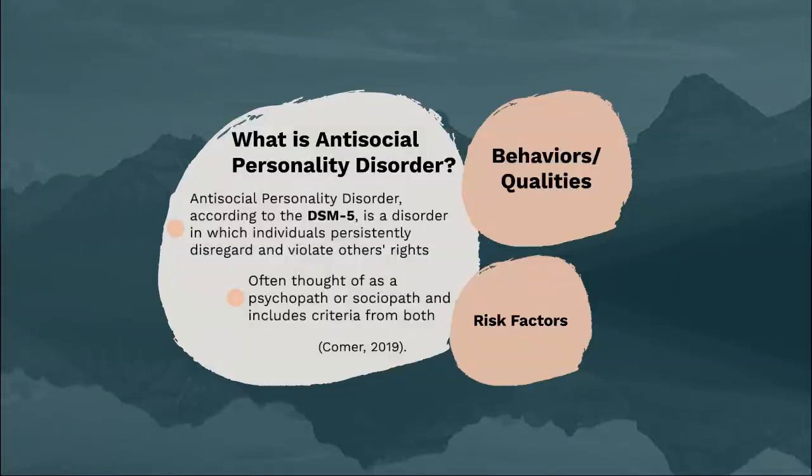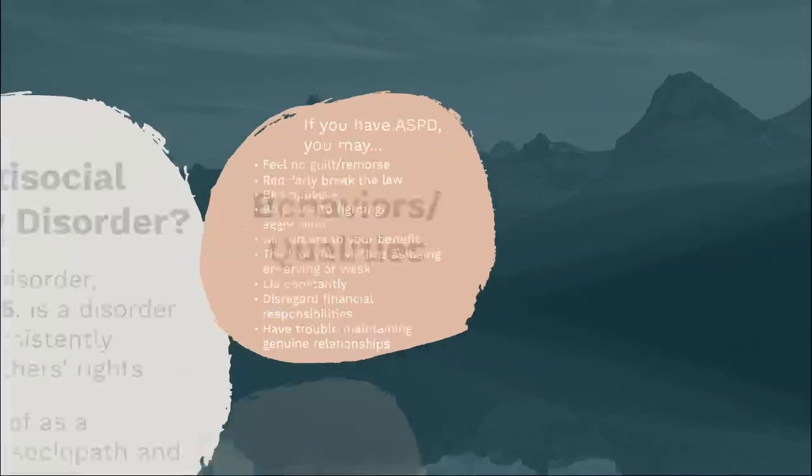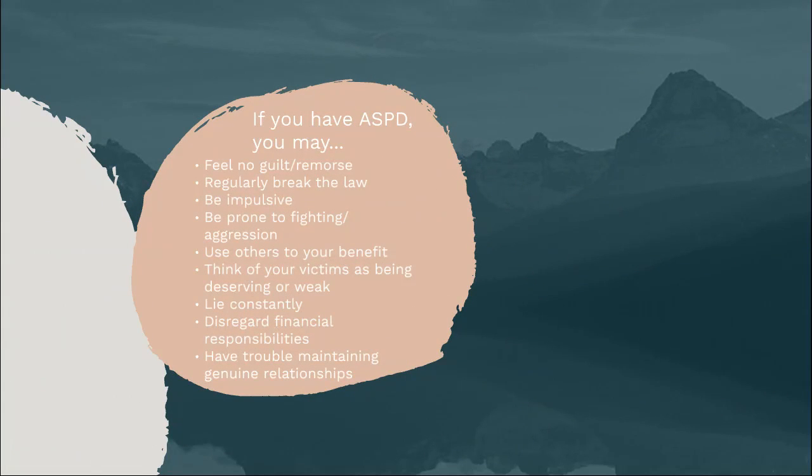Next is antisocial personality disorder, and according to the DSM-5, it is a disorder in which individuals persistently disregard and violate others' rights. It is often thought of as a psychopath or sociopath, but instead, the DSM-5 basically merges some factors and some criteria from both psychopathy and sociopathy and creates a single diagnosis. If you have ASPD, you may experience some of these.